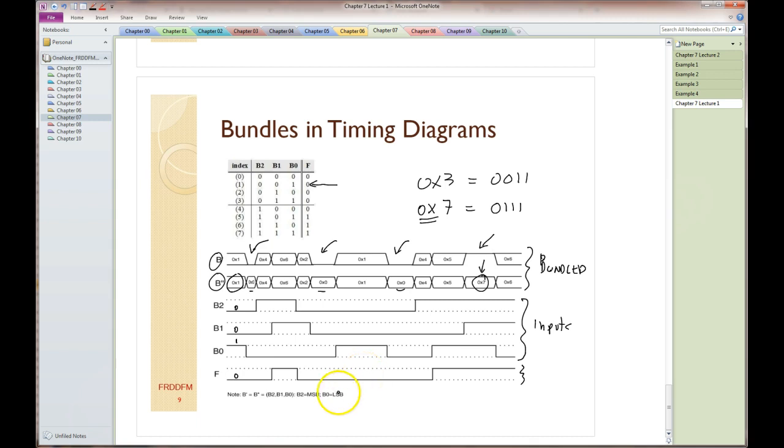Useful notation. Once again, I do need to annotate this if I'm going to use bundled signals on this thing, because it's not clear the ordering inside like the B signal. So I actually put a note down here saying B2 is the MSB, B0 is the LSB.